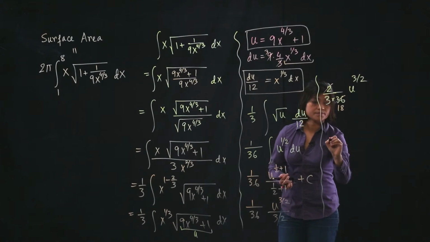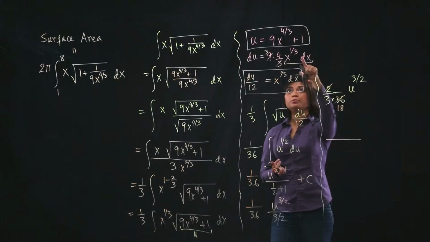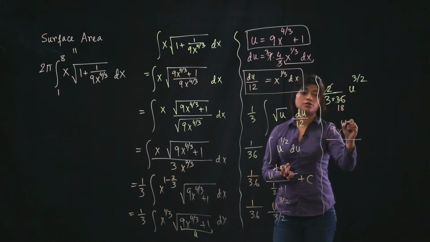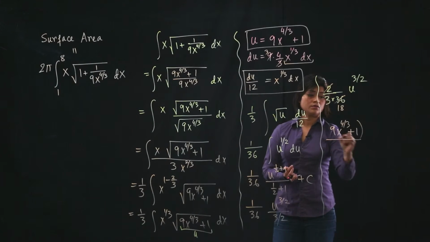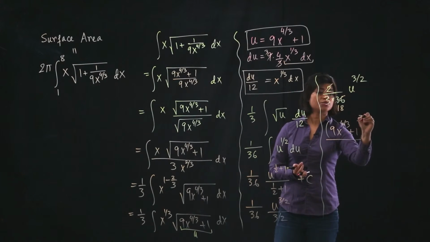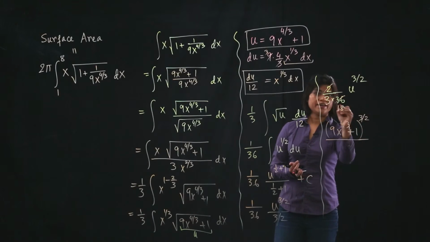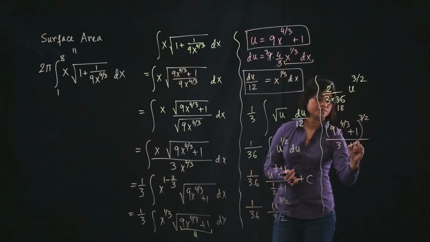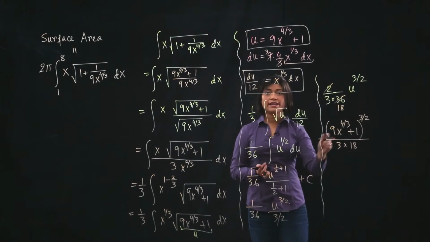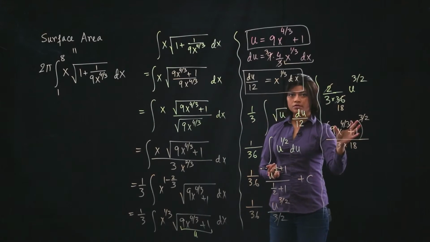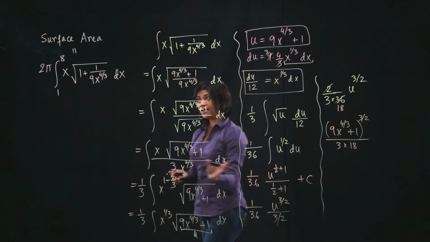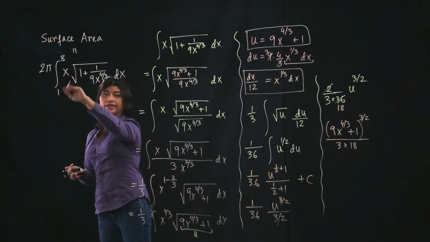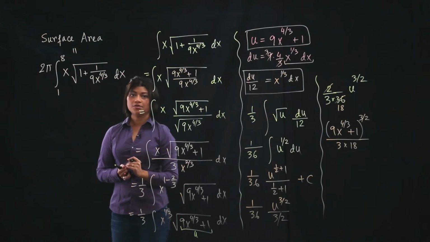So your final antiderivative is replace u by 9x to the 4/3 plus 1, the whole thing to the power 3/2 divided by 3 times 18. Okay, so that is our antiderivative. We are going to take that back here and then we will use the fundamental theorem, plug in the limits, and we will have our surface area.